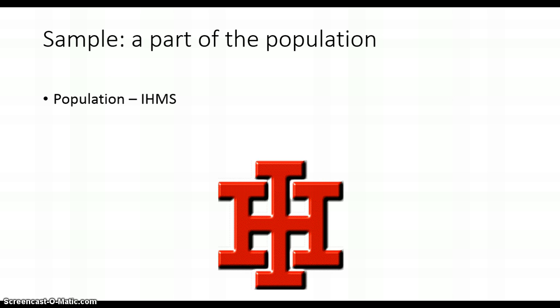A sample is a part of a population. So if the population is Indian Hill Middle School, a sample might be just the 6th graders at Indian Hill Middle School. Now, I might want to collect data from only a sample if my population is very big or it's too difficult to gather information from everyone involved. So, for example, if I don't have time to ask every person at Indian Hill Middle School a question or to collect information from them, I might only ask the 6th graders.